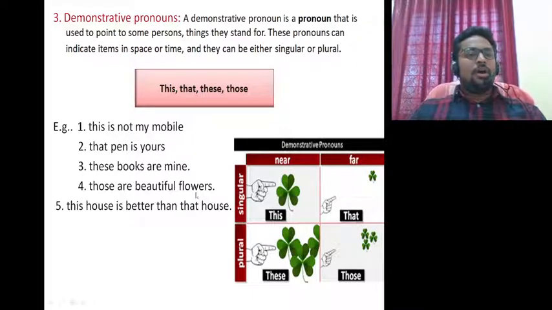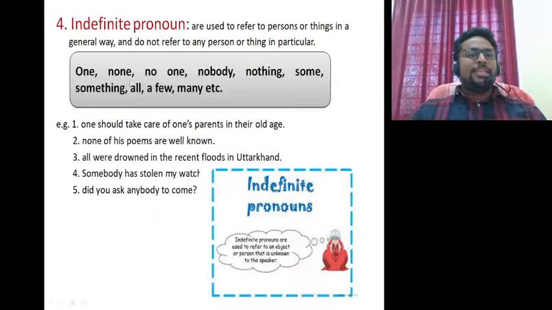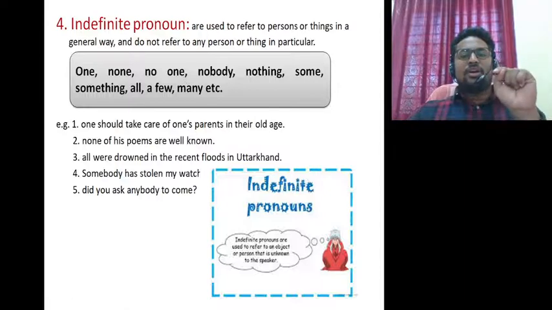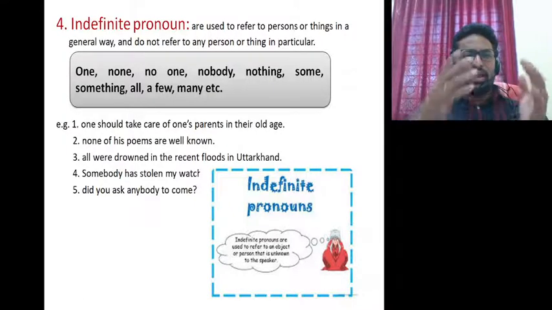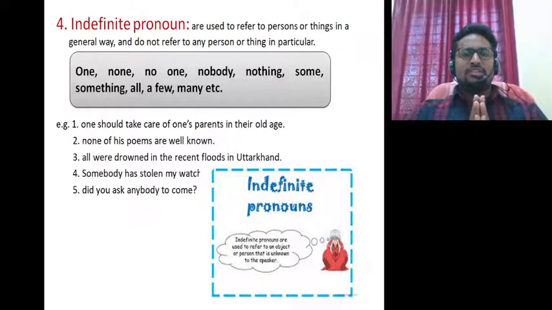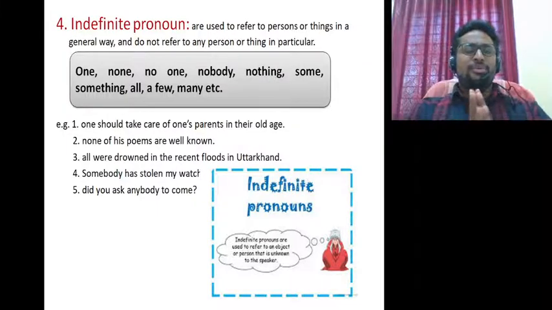Okay, let's go for another pronoun. Indefinite pronoun. Indefinite pronouns are used to refer to persons or things in a general way, and do not refer to any person or thing in particular. We are not pointing out the person, we are not pointing out the thing. In a general context we are using these pronouns to describe.